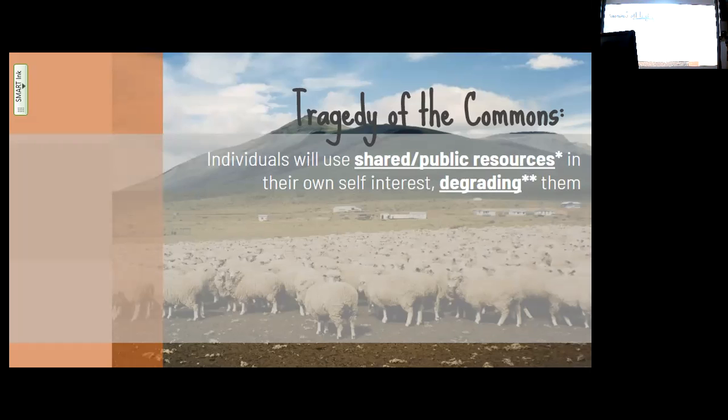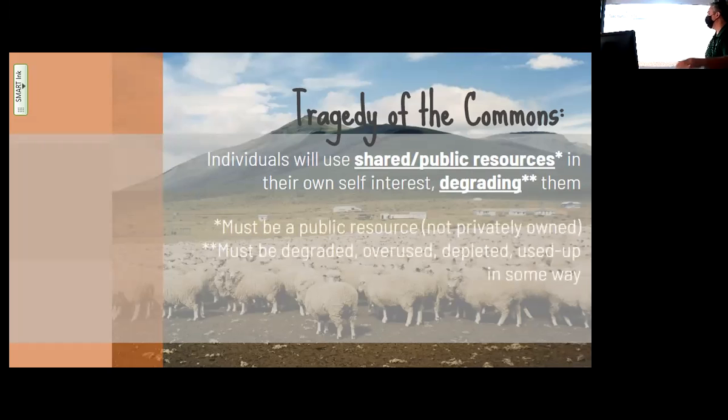So yeah, tragedy of the commons, it's all about sharing public resources, but when people do things for their own self-interest, it can degrade them for other folks. It must be a public interest, not privately owned. So there's no tragedy of the commons for mowing your grass. Okay, you can change the ecosystem, you can do things, but there's no tragedy of the commons for just mowing your grass, things like that. And it must be degraded, overused, or depleted, or used up in some way.